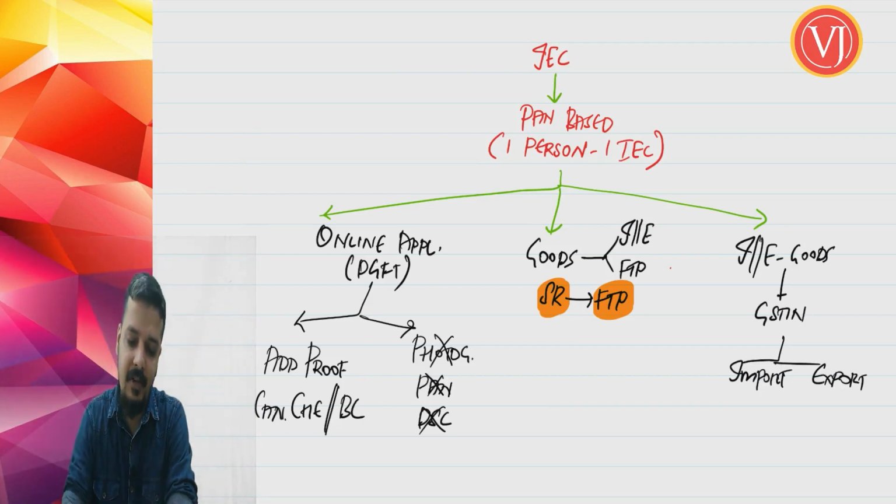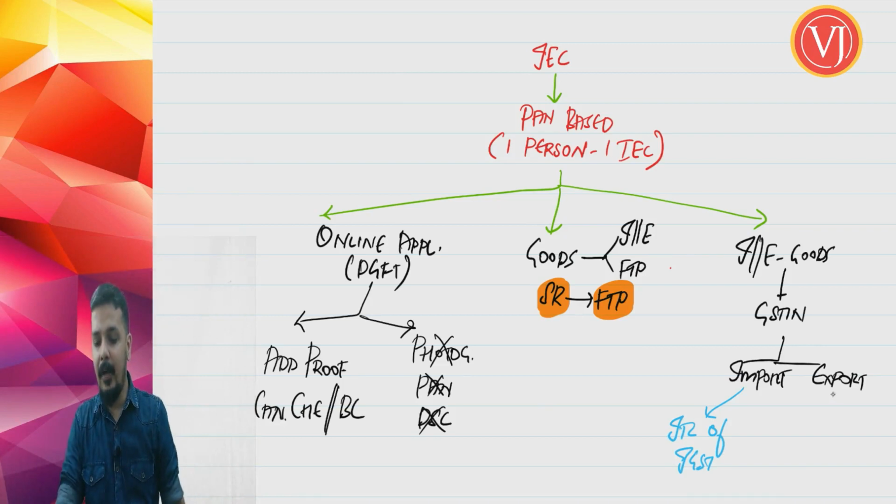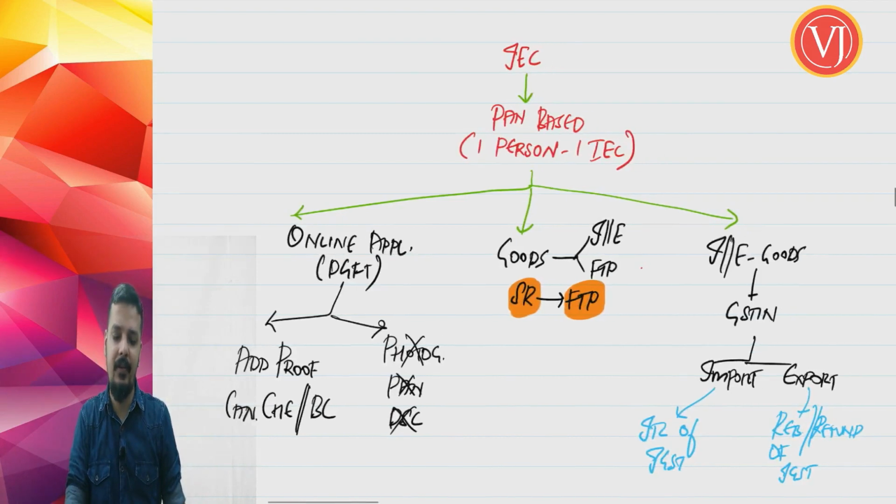Reason, you have to mention the GST number at the time of import so that you can get the input tax credit of your IGST, right? And at the time of export, you have to mention that because you can get the rebate or refund of your IGST. Both these points, friends, we have discussed in your GST.